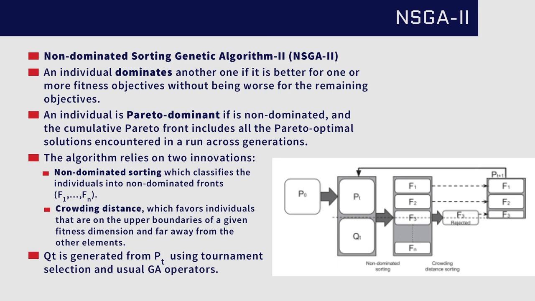All the individuals are classified in non-dominated fronts. The second innovation is the notion of crowding distance, which favors individuals that are on the upper boundaries of a given fitness dimension and far away from the other individuals. The crowding distance has been shown to help preserve diversity.